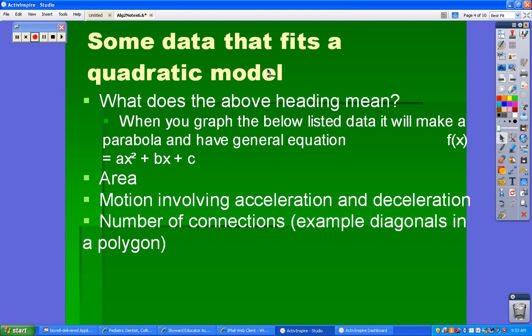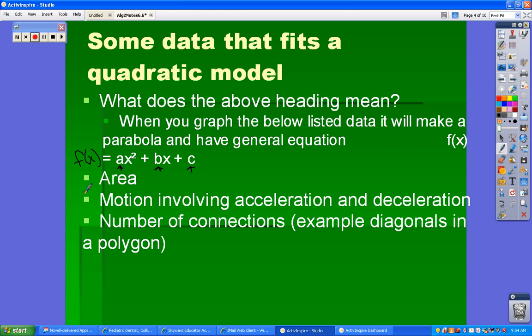Some data that fits a quadratic model. So if I have data, and when I plot it, it kind of looks like it is a parabola, then it's going to have this general equation, f of x equals ax squared plus bx plus c. And we're going to try to figure out what a, b, and c are so that it's the best fitting parabola that we could possibly have.